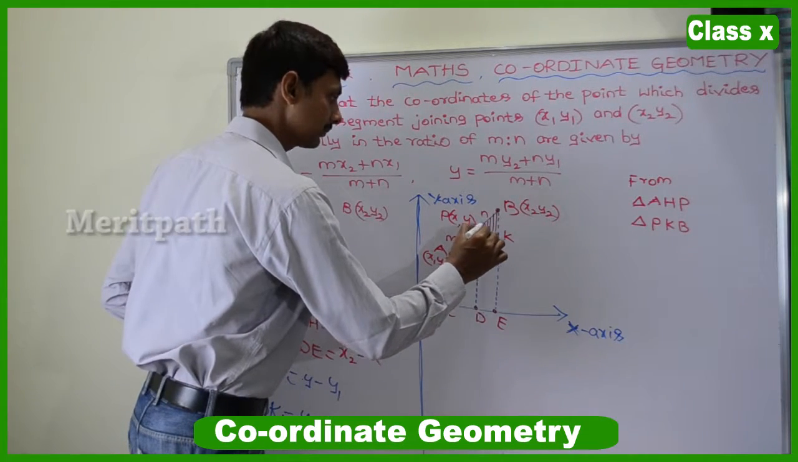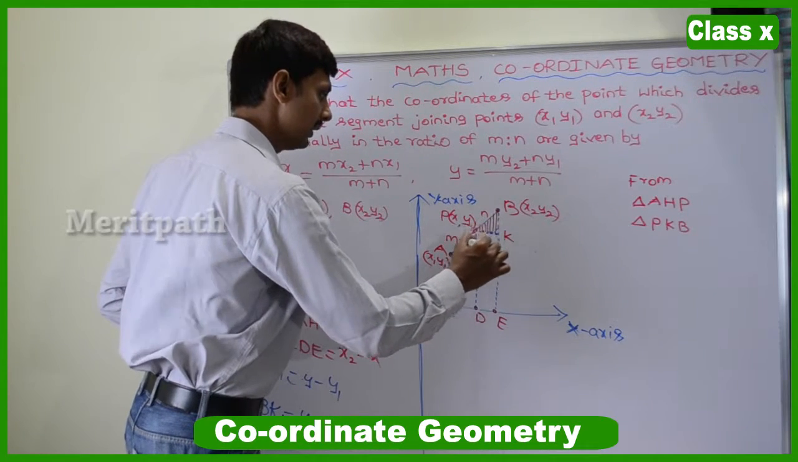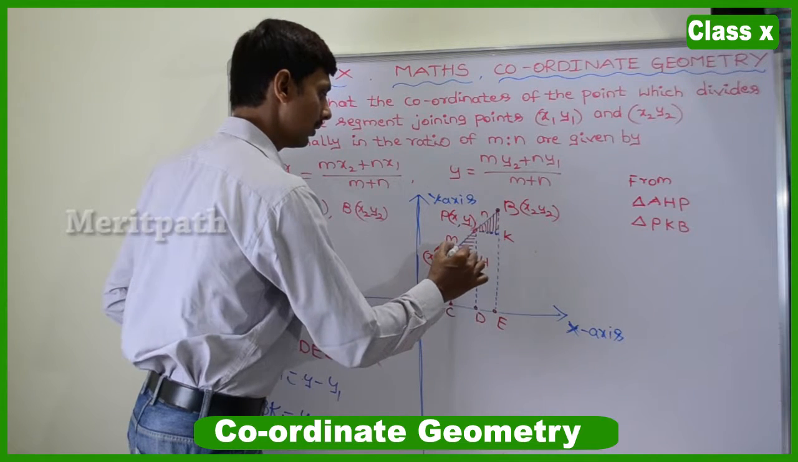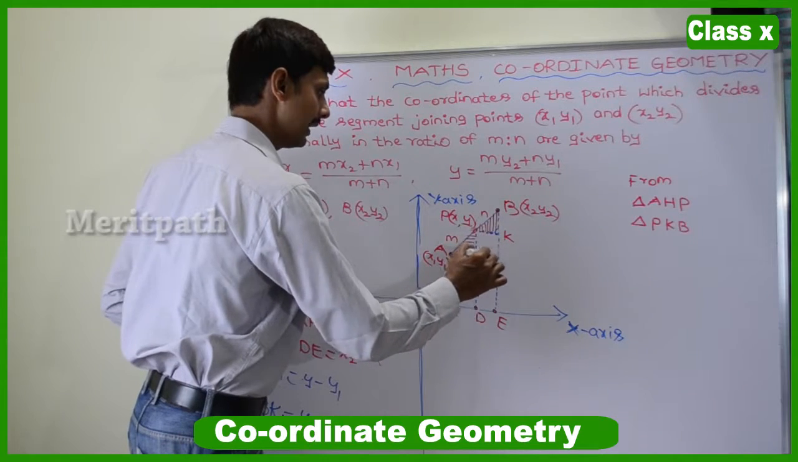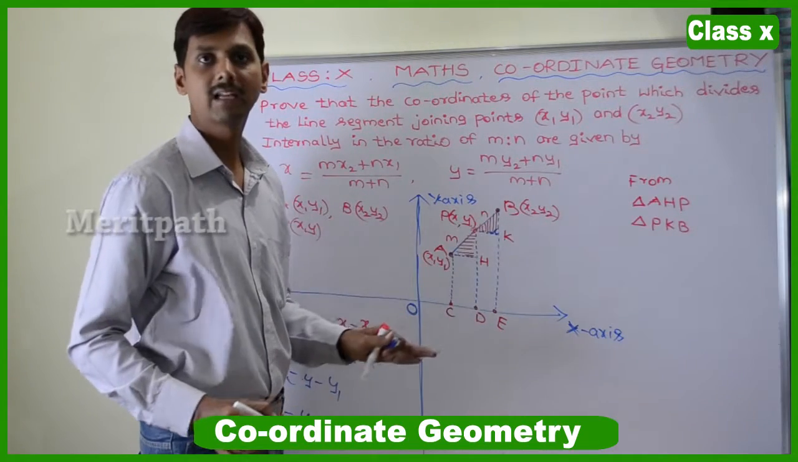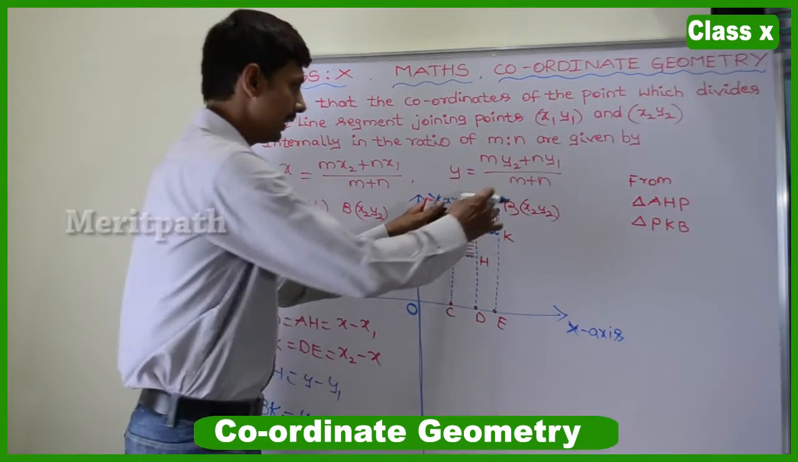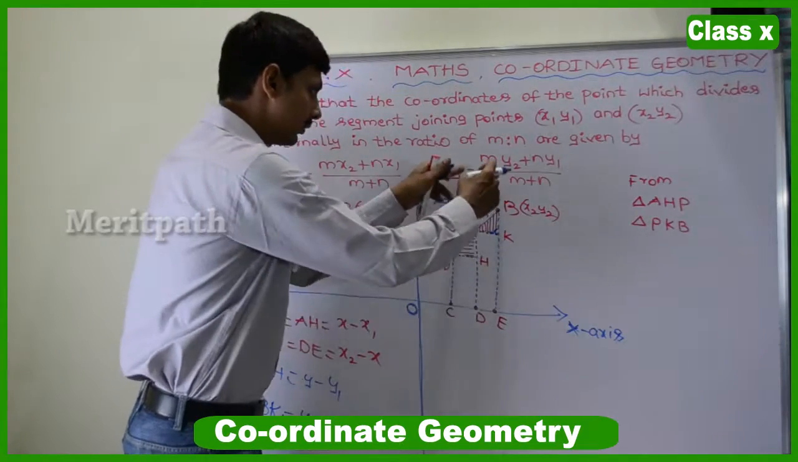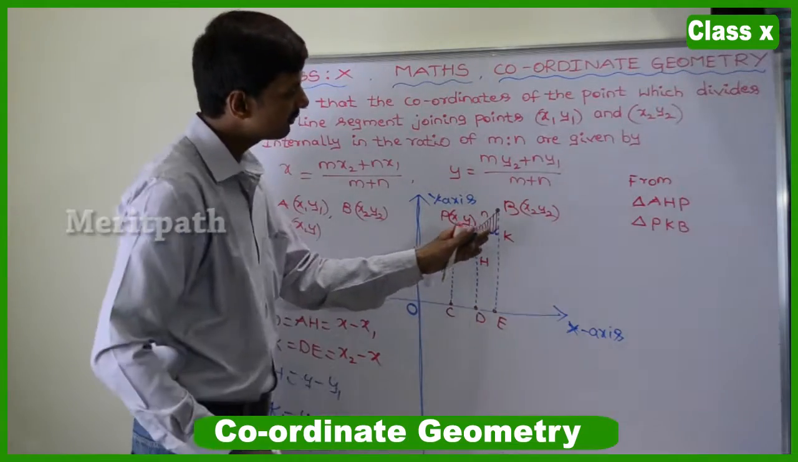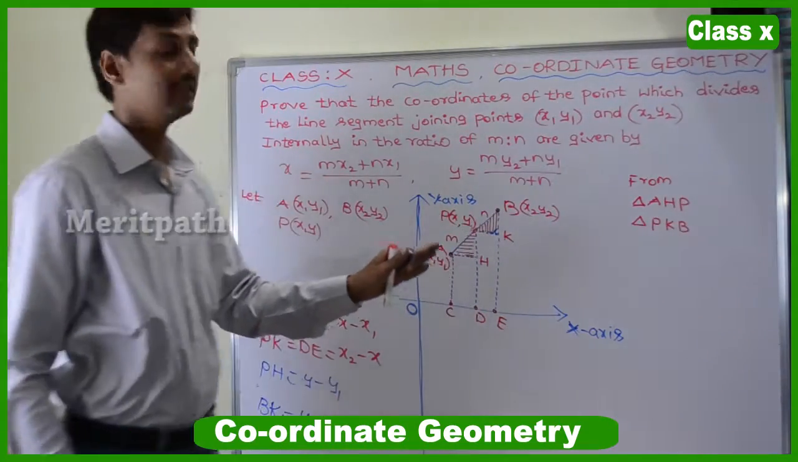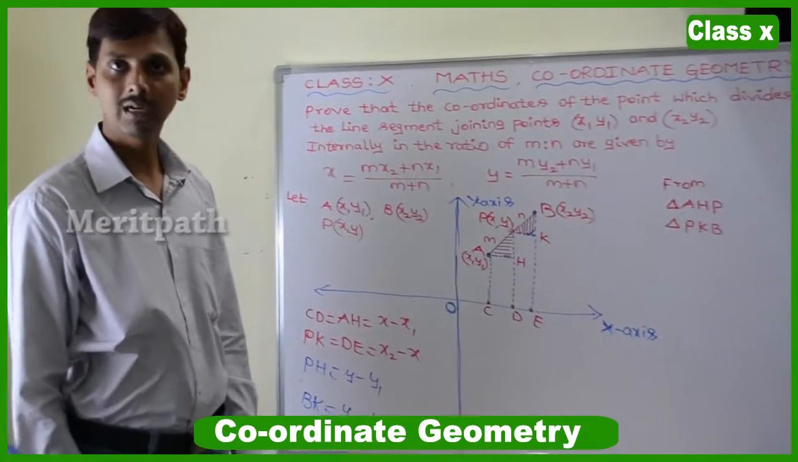The corresponding angles here will be equal: angle A is equal to angle P, and angle H is equal to angle K. And we know that AB is a transversal, and these two are parallel lines, so corresponding angles will be equal. Then we can say that triangle AHP and triangle PKB are similar triangles.